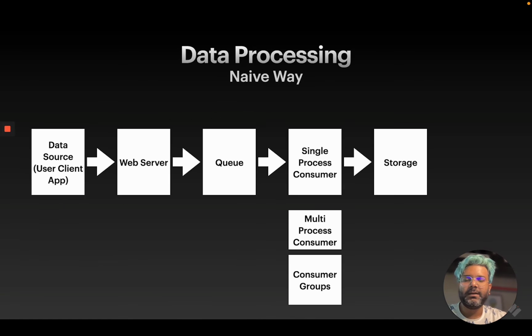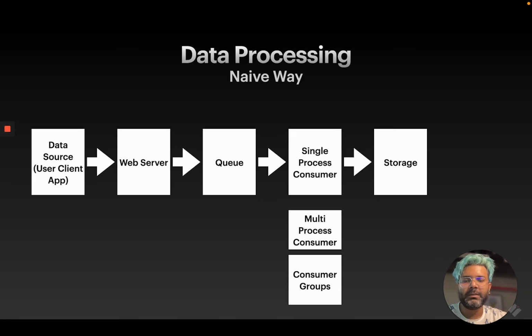So what's the naive way of processing? Well, the naive way is that you have your application that is generating your data, then you have your web server that is capturing that data from the client application. You put it in some sort of a queue, and then you have a single process consumer that takes each message individually and performs some processing on that message, and then stores the processed messages or the outcome of that processing.